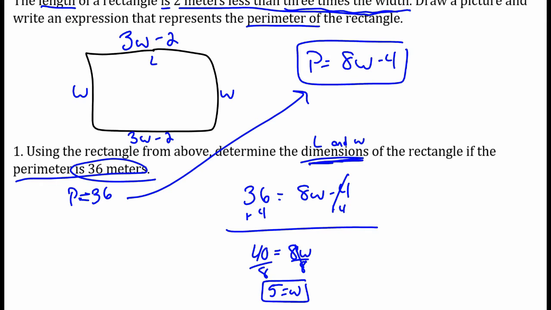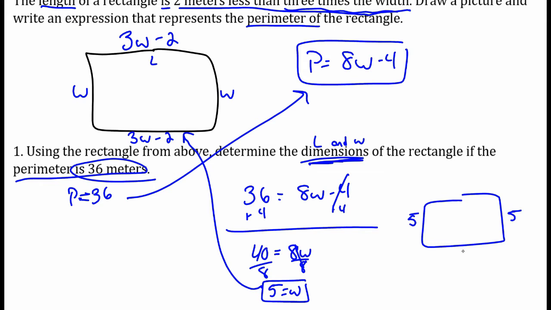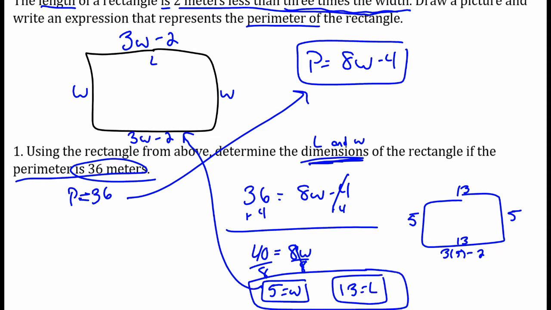So I need both the length and the width. So let's go up to this rectangle here. How big is each side? That's 5 and that's 5. Well, the length is 3 times 5 minus 2. 15 minus 2 is 13. Both of those sides there are 13. So if 5 is the width, 13 is the length. Those are my dimensions. It's a 5 by 13 rectangle.